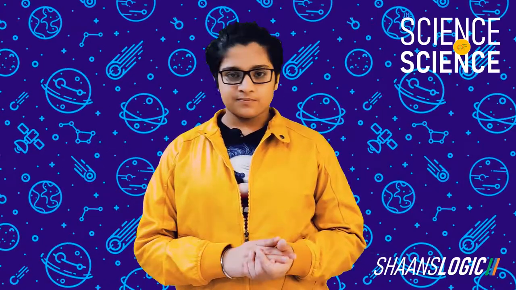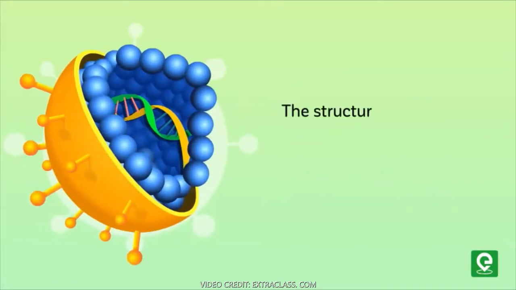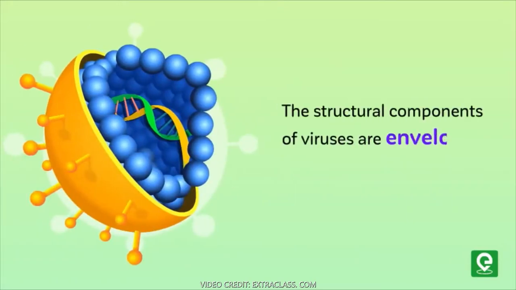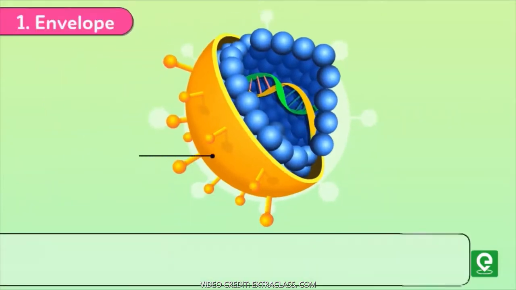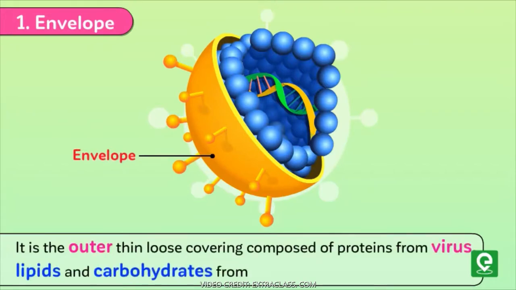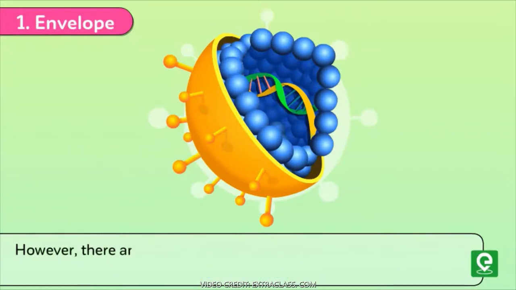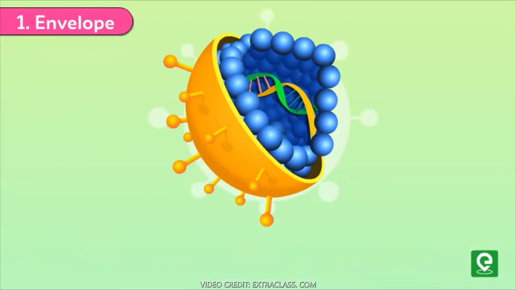Here is the structure of a virus. Let's learn more about the structure and types of viruses. The structural components of viruses are envelope, capsid, and nucleoid. Number 1. Envelope. It is the outer thin loose covering composed of proteins from the virus, and lipids and carbohydrates from the host. There are also many small projections called spikes present on the virus envelope.